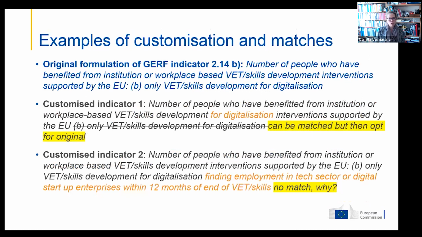In this case, we chose the GERF indicator 214B: number of people who have benefited from institution or workplace VET skills development interventions supported by the EU, B, only VET skills development for digitalization. We have two potential customized indicators. The first one is: number of people who have benefited from institution or workplace VET skills development for digitalization interventions supported by the EU.